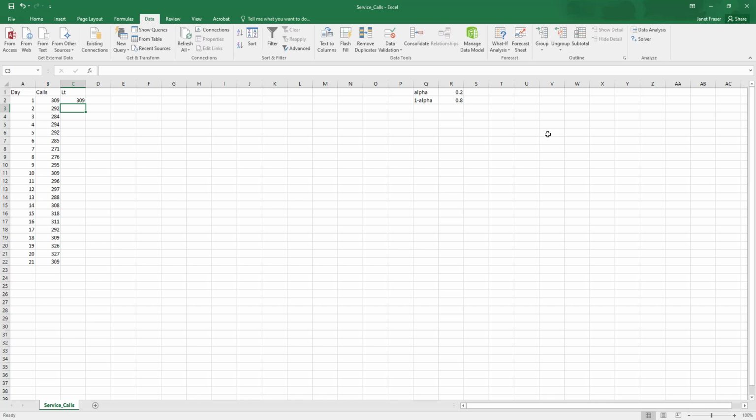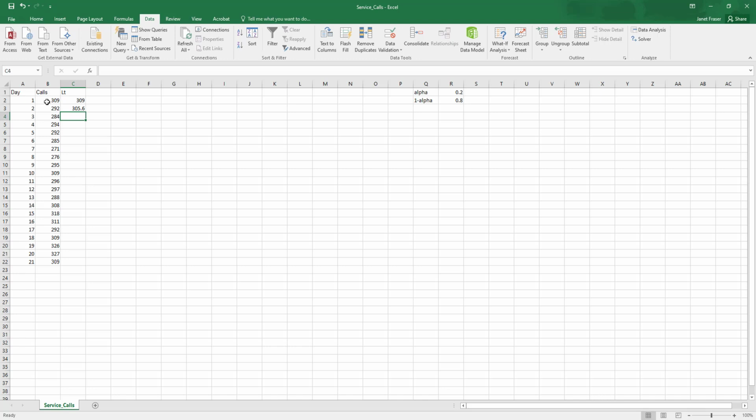So here, my second observation is that day's observation times alpha plus the prior day's estimate multiplied by 1 minus alpha. So R1 is where we're holding our alpha value. Multiply that by today's observation, and then to that we will add R2 multiplied by our first observation, and we get an estimate of 305.6.